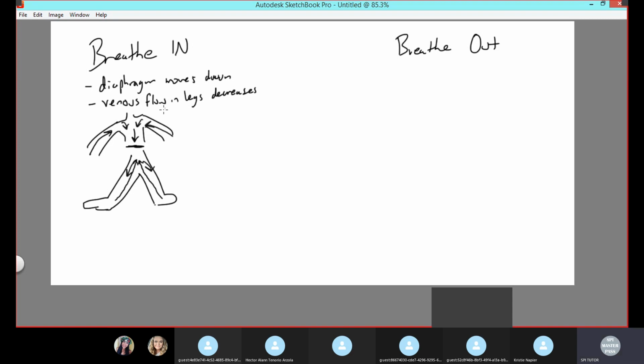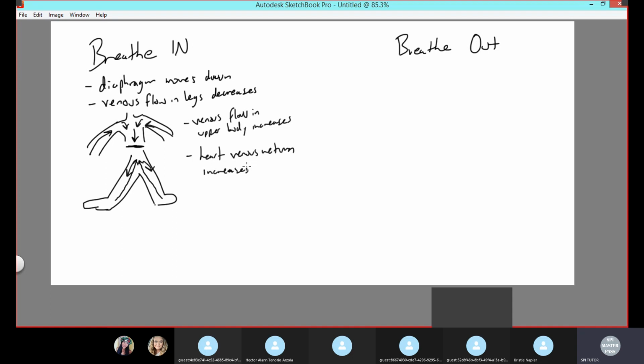So the venous flow in the leg decreases, but the venous flow in the upper body increases. So it's the opposite, right? And the blood that's being dumped into your heart increases. So the heart venous return increases. So all of this is getting dumped into your heart pretty much.